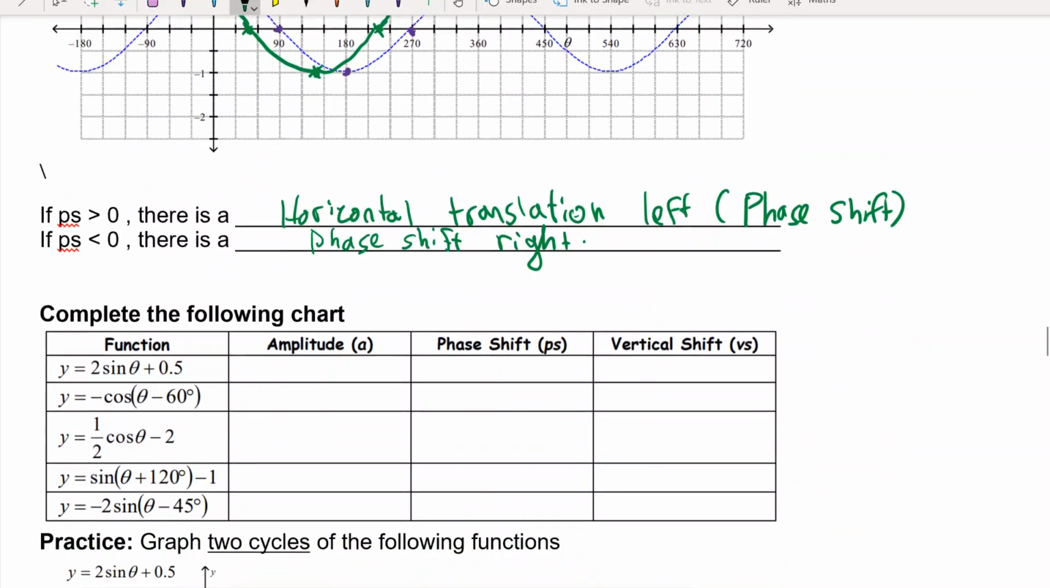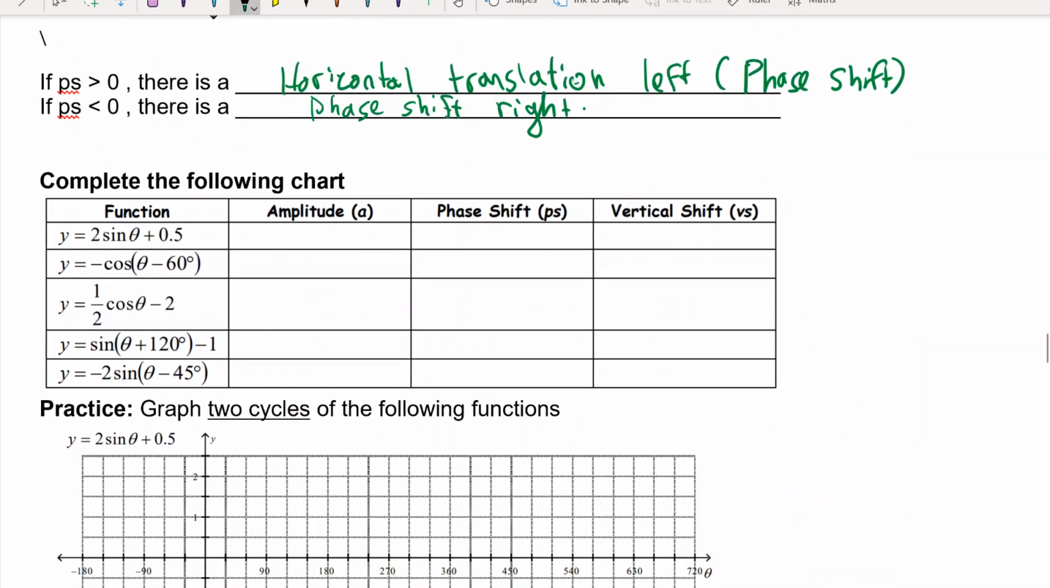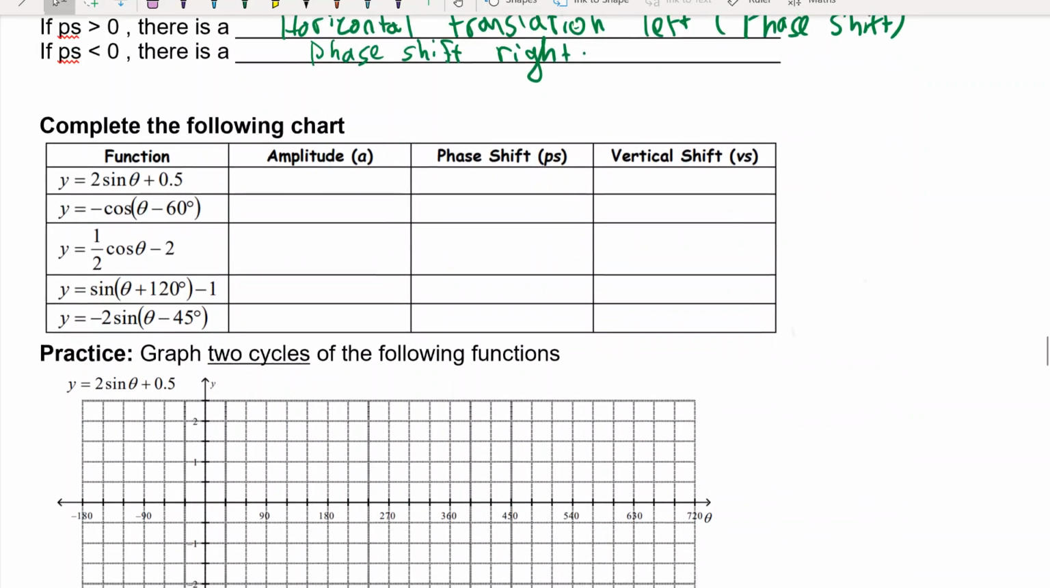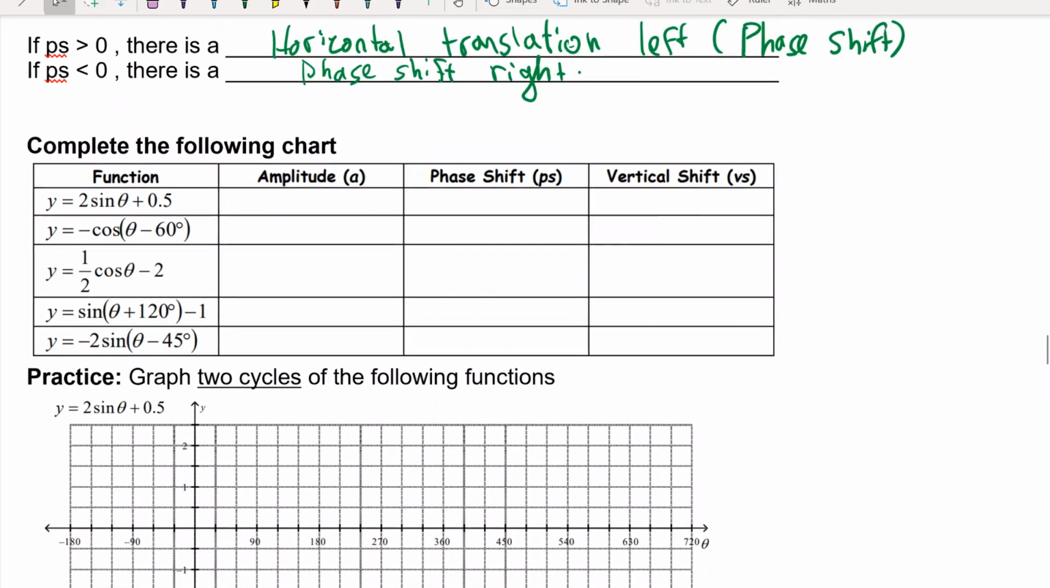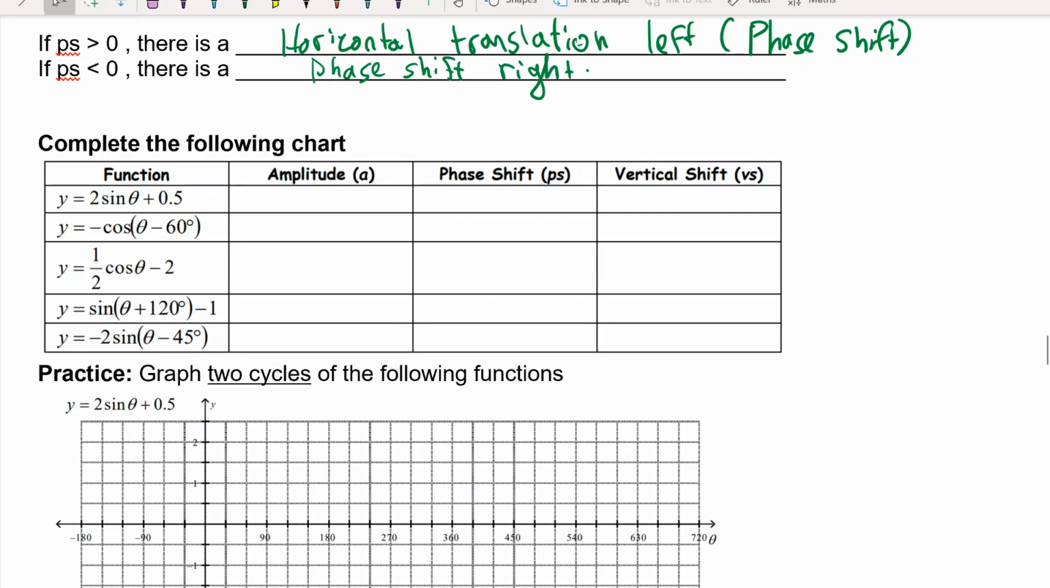All right, so here we have a chart that I would like you to copy and complete on your own just to practice what we've learned so far. We'll do the first one together.